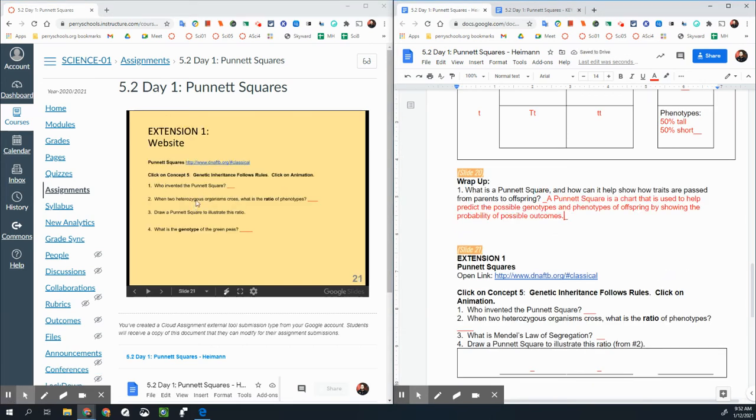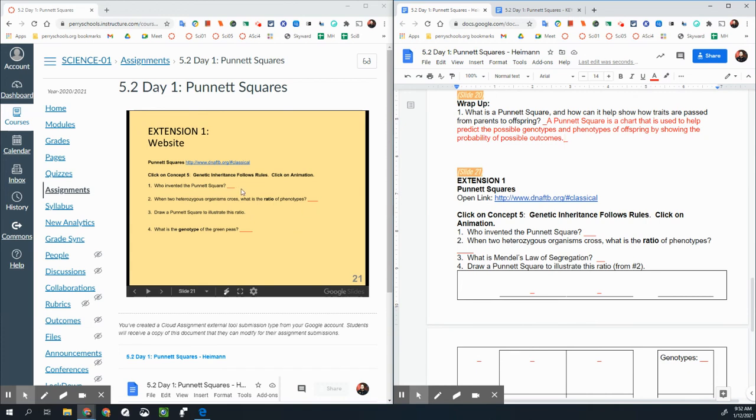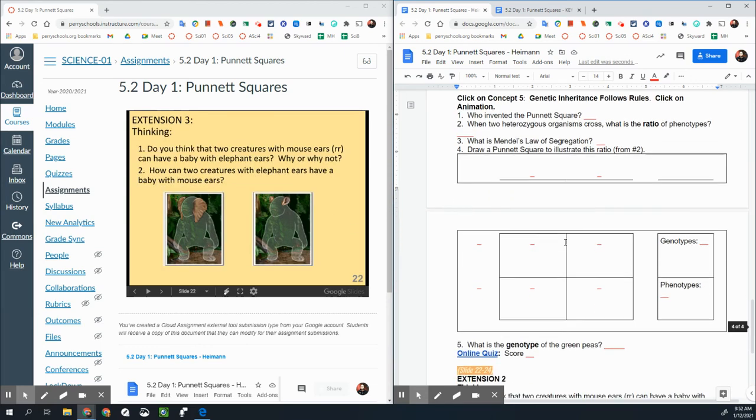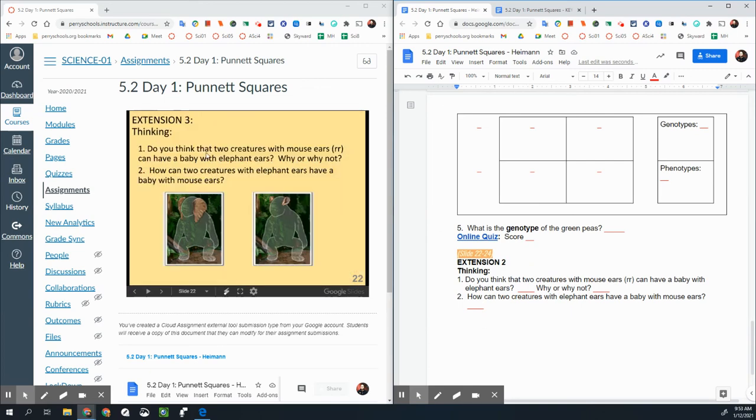There is an extension, a website. This might look familiar. It's the one we looked at in the previous lesson. This is Concept 5. I'm not going to go through this in the video. If you want to do this, you can do this on your own. There's a second extension, thinking. Do you think that the two creatures with mouse ears, lowercase r, could have a baby with elephant ears? Why or why not?